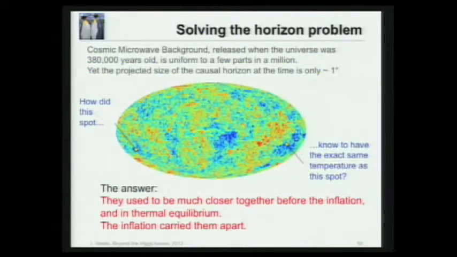The second problem is the one that Seth already discussed: why is this temperature thermalized? How does this point here know what the temperature is and transmit this information to this other spot? Why do these two spots have the same temperature? Because at the time when the photons became decoupled from matter, these two points could not be connected by signals transmitted at the speed of light. So the answer is that the thermalization occurred much before, before the inflation. The thermal equilibrium was established then, and then it is the inflation that carries these two points apart, but at that point the matter was already thermalized.